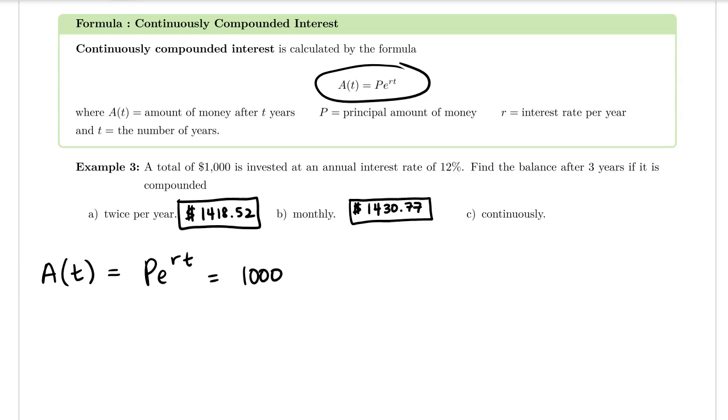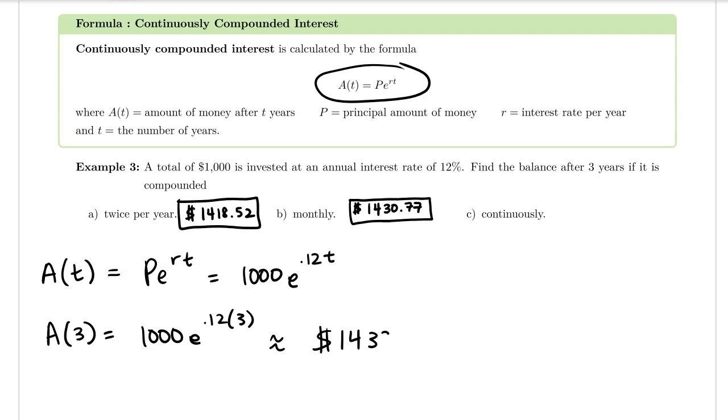Our principal amount is 1,000 times e, and our interest rate here is 0.12, and then we have t. So if I wanted to evaluate A(3), then we have 1,000 times e to the 0.12 times 3. And if we were to throw that into a calculator, that would come out to about $1,433.33.